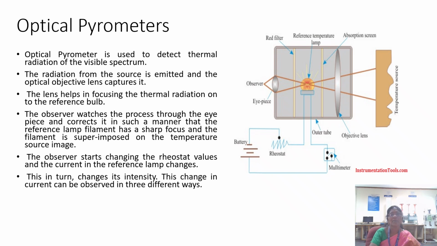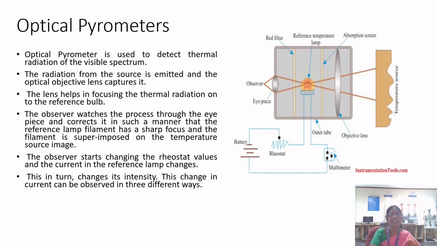This one is the optical pyrometer. The optical pyrometer is used to detect the thermal radiation of the visible spectrum. The radiation from the source is emitted and the optical objective lens captures it. The lens helps in focusing the thermal radiation onto the reference bulb. The observer watches the process through the eyepiece and adjusts it in such a manner that the reference lamp filament has a sharp focus and the filament is superimposed on the temperature source image. The observer starts changing the rheostat values and the current in the reference lamp changes. This in turn changes its intensity.